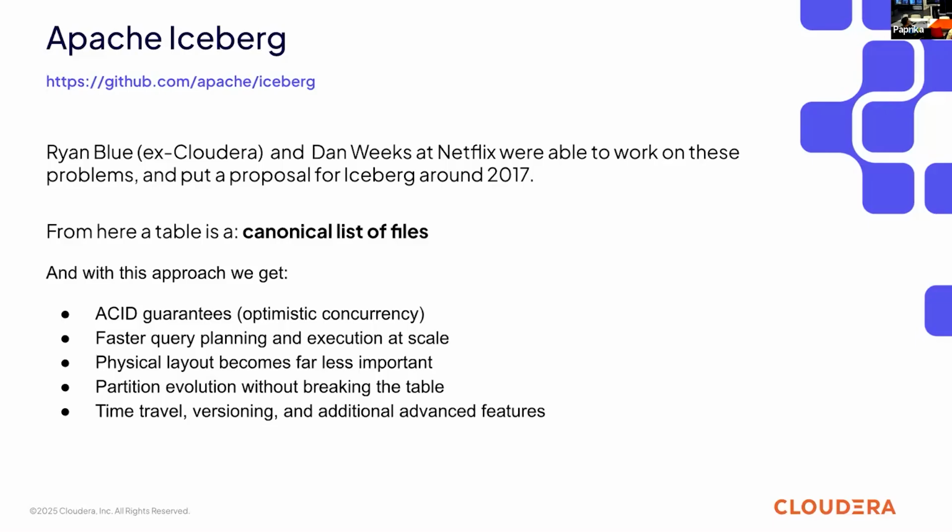And from now on, with the whole Iceberg, there are so many specifications around it. It's a standard or something else. But from the implementation perspective, a table is now a canonical list of files. And because of this, it started to have ACID guarantees, fast query planning, and the physical layout is not as important as it used to be. You have partition evolution, time travel, whatever.